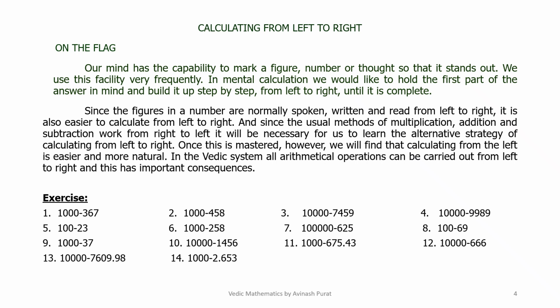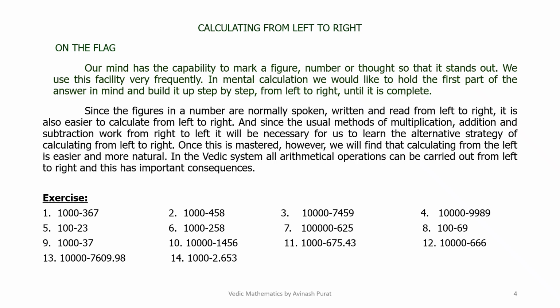Calculating from left to right on the fly: our mind has the capability to mark a figure, number, or thought so that it stands out. We use this facility very frequently. In mental calculation, we would like to hold the first part of the answer in mind and build it up step by step from left to right until it is complete. Since the figures in a number are normally spoken, written and read from left to right, it is also easier to calculate from left to right.